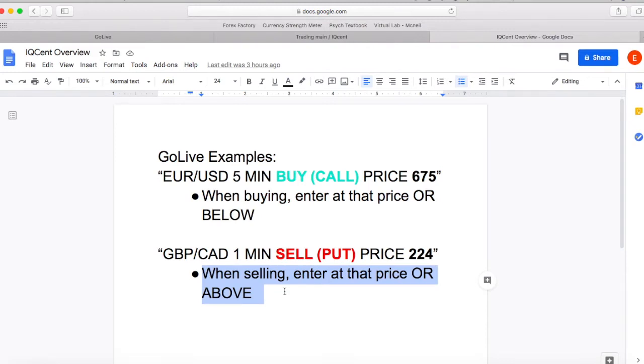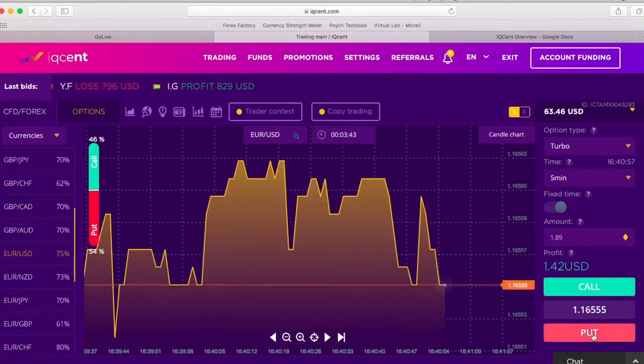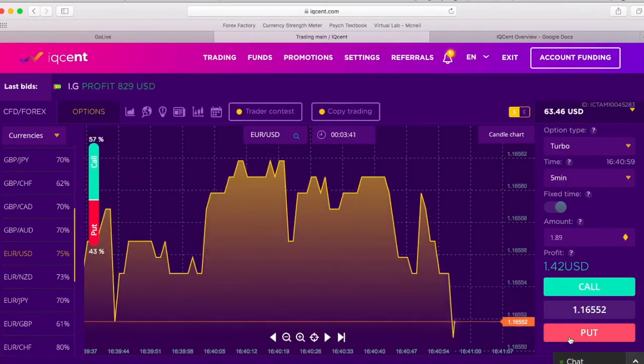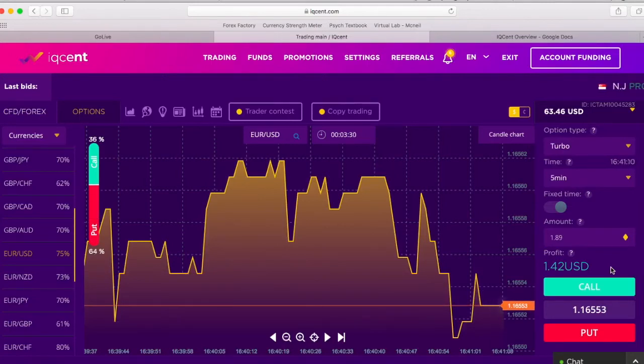Another thing I want to point out is that buy is also known as call and sell is also known as put. So if you're going in for a buy, you'd hit this green call button. And if you're going in for a sell, you'd hit this red put button. So the last thing I want to show you is a live buy and sell example, but I'm not going to be using any strategies or analysis or Go Live or anything, so this is not how you would actually place trades.